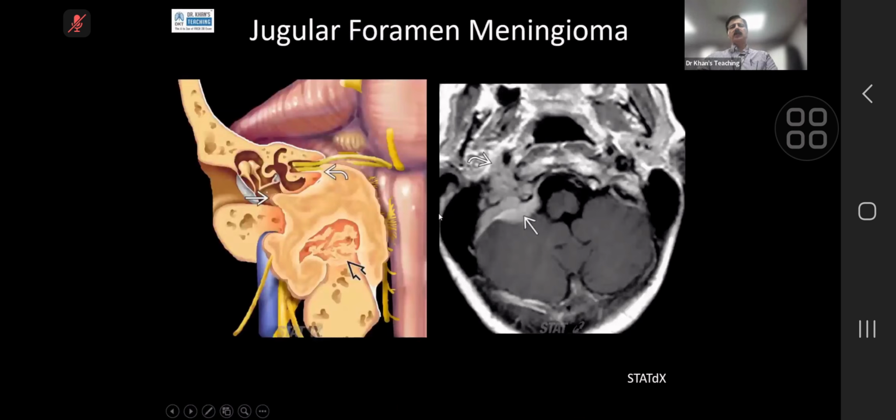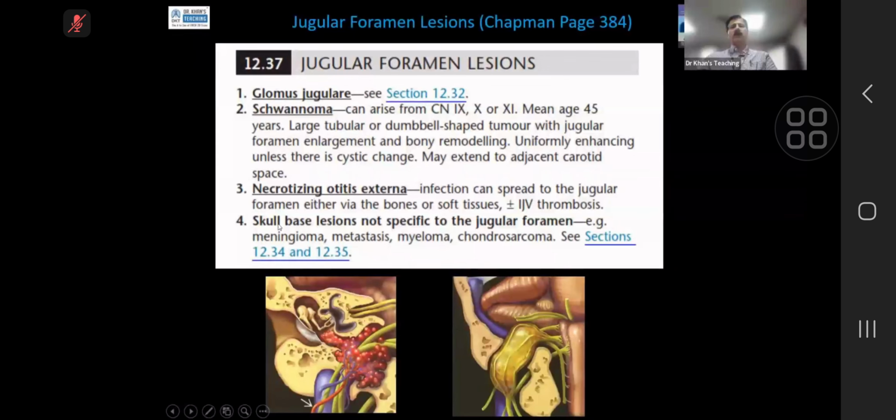I will show you this kind of meningiomas in subsequent sessions, but just to let you know, sometimes what happens is that meningiomas penetrate the bone and can cause hyperostosis. And when that happens, it will cause sclerosis of the bone. So in the differential diagnosis in your book, you see here, skull-base lesion not specific to jugular.